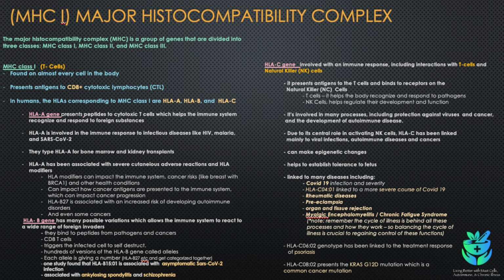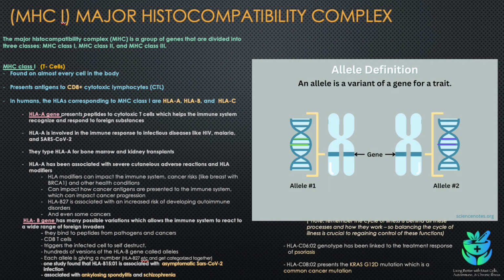They trigger the CD8 T cells. They trigger the infected cell to self-destruct. There are hundreds of versions of the HLA-B gene called alleles. Each allele is given a number, such as HLA-B27, etc., and they get categorized together.